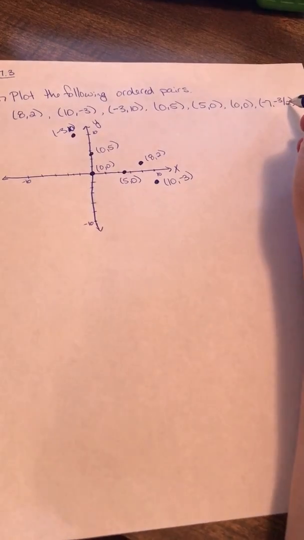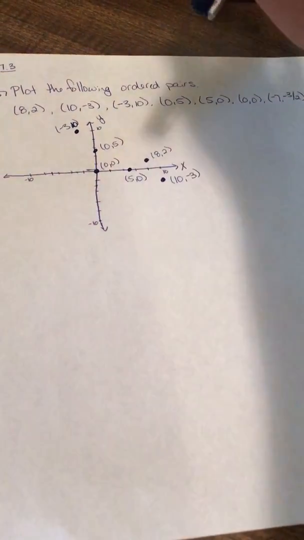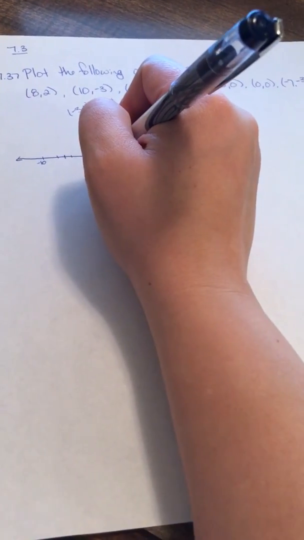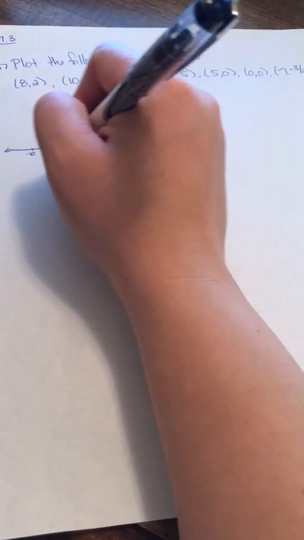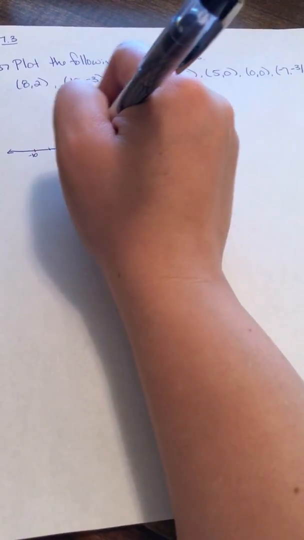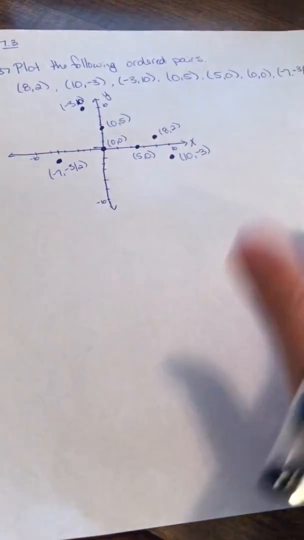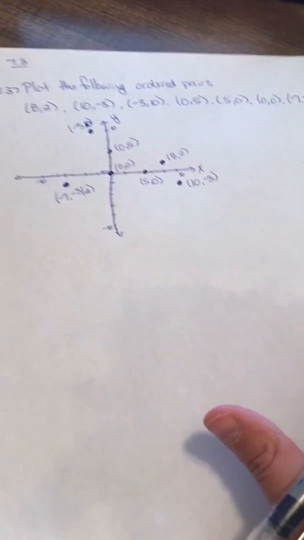And then -7, -3 halves means -7, you go left 7. So 2, 4, 6, 8, so here's -7. And then down -3 halves is -1.5, so down almost to -2. Not quite there, but it's -7, -3 halves, roughly.